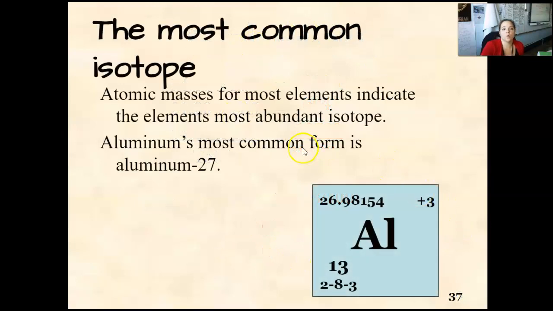All right, so the most common isotope. Atomic masses for most elements indicate the element's most abundant isotope. That's the one that you find most naturally. And aluminum's is about aluminum-27.